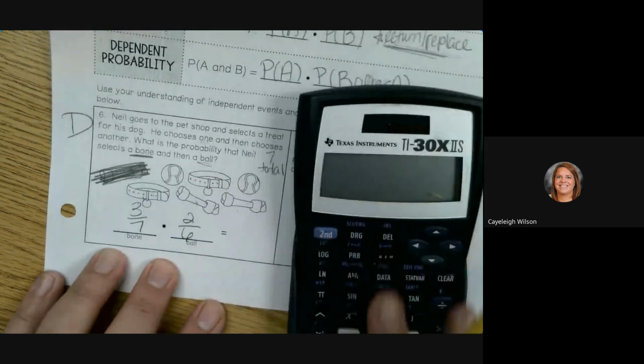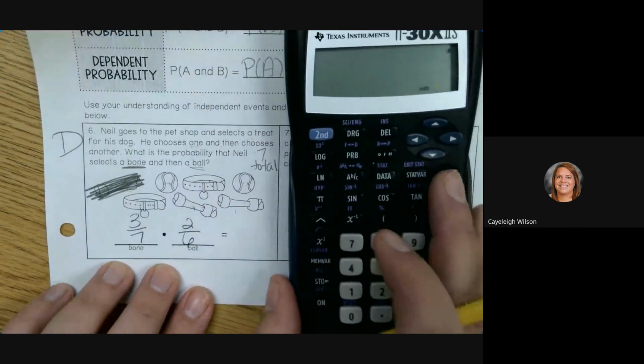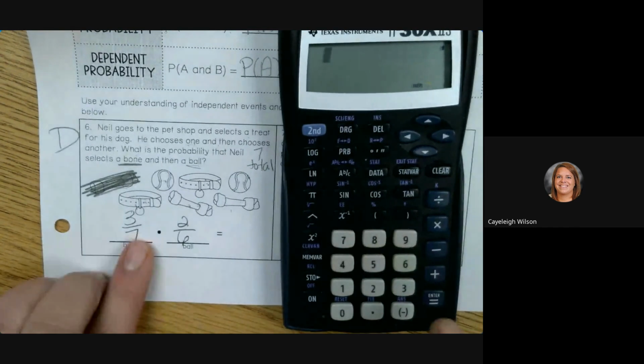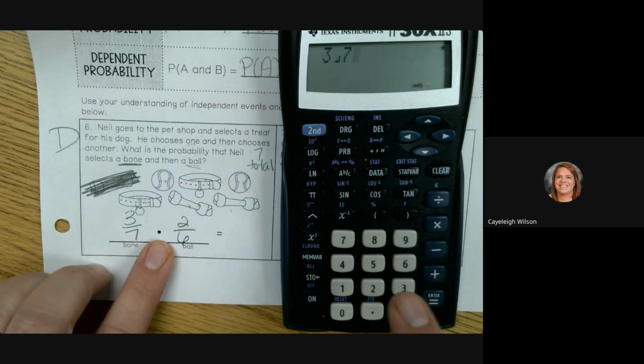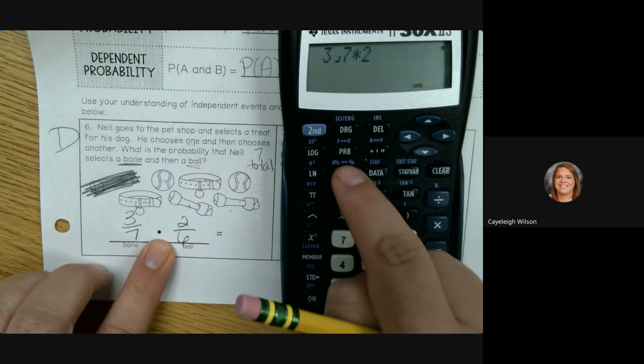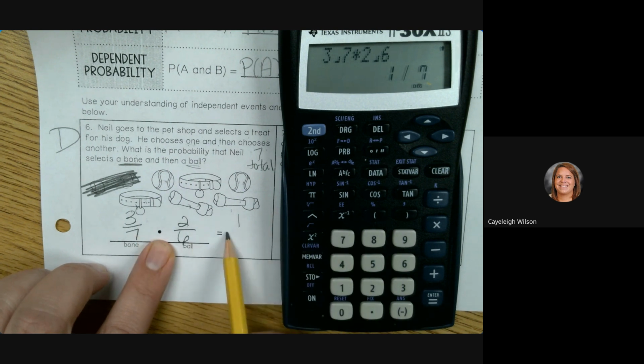So then I'm going to take my calculator. And guys, we're not helping you with your calculator on test day. You need to know where the ABC button is. So I hit 3 ABC 7 times 2 ABC 6. And then I hit enter, and the probability of getting a bone and then a ball is 1 out of 7.